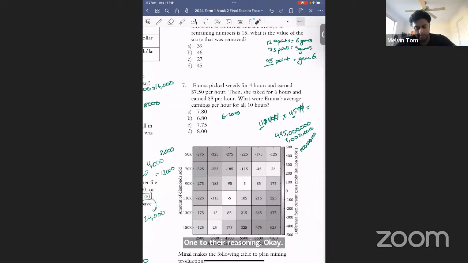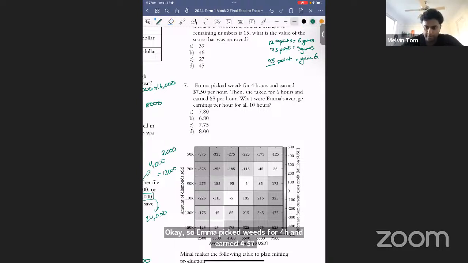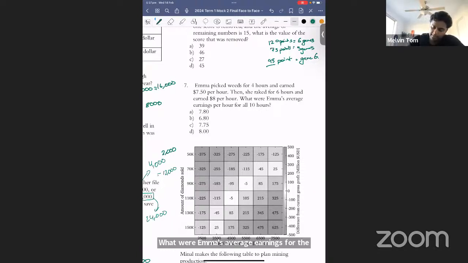Okay. So Emma picked weeds for 4 hours and earned $7.50 per hour. Then she raked for 6 hours and earned $8 per hour. What were Emma's average earnings per hour for all 10 hours? So Emma earned 4 times 7.50, which is?